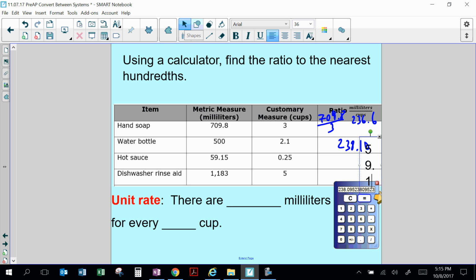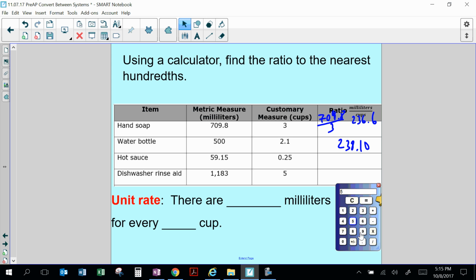Next one, 59.15. Oh my goodness, it won't let me write. 59.15 clear, 59.15 divided by 0.25. Oops, I don't think I put it in correctly. 59.15 divided by 0.25 is going to be 236.6. So there are approximately 236.6 milliliters for every cup.